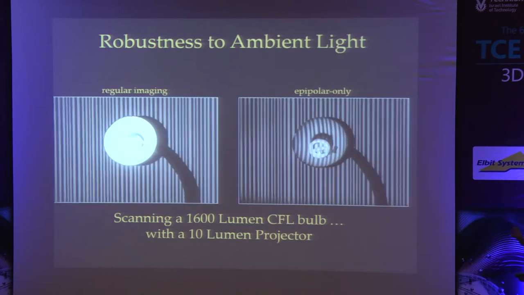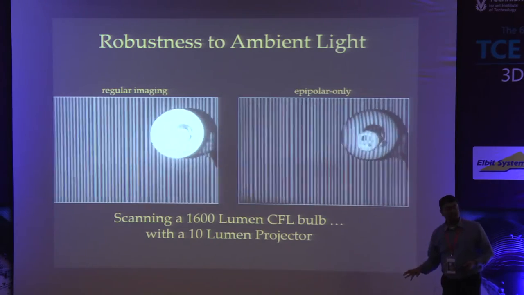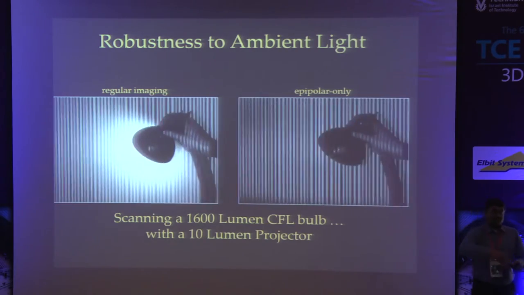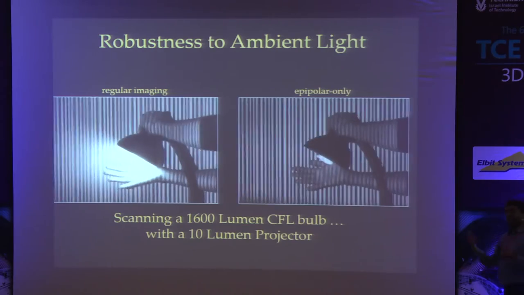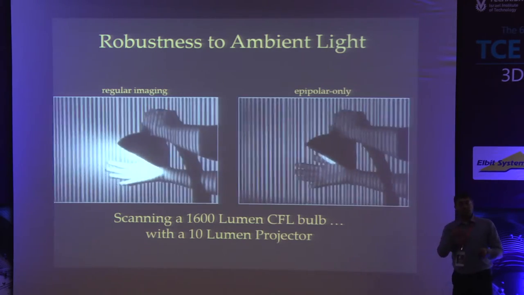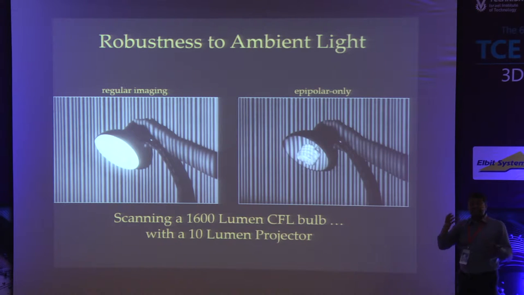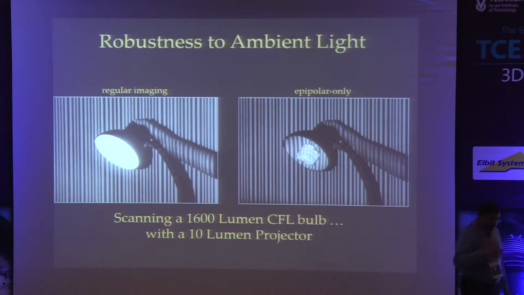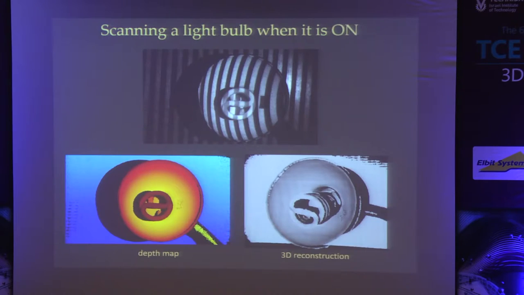And this light bulb is rated for 1600 lumens. And the projector we have is rated for 10 lumens, okay? So the ambient signal is 1600. And if you capture that, because of shot noise, you have something that is the square root of 1600 that's significantly greater than your signal, which is 10. And in this case, if you had done ordinary imaging, there would be no way to beat the physics, and you would be screwed, right? And in this case, we are able to image the light bulb when it's on, right? And of course, after that, it's a very straightforward process to create a 3D model out of that.